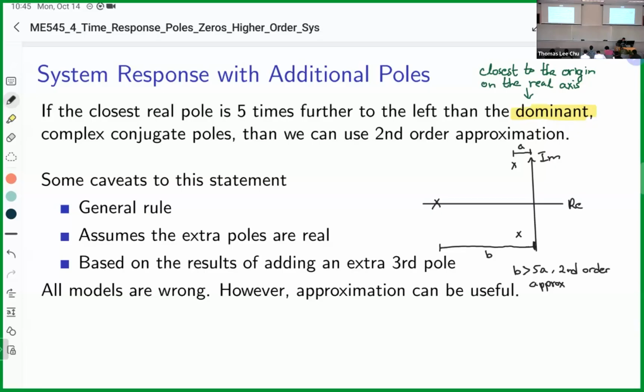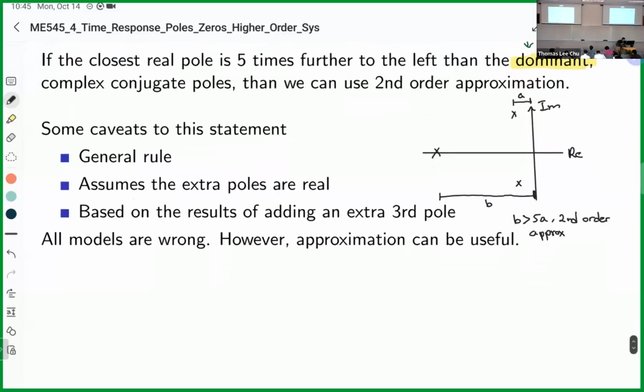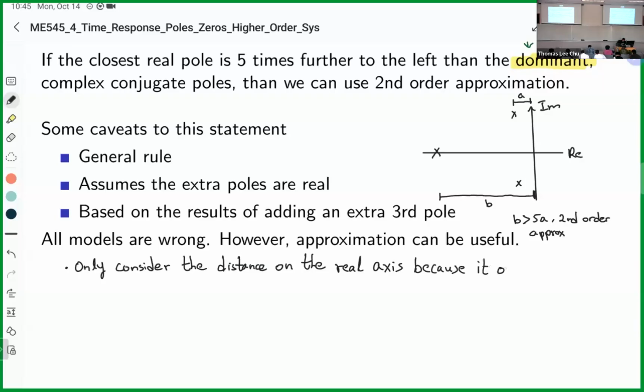So the reason it assumes the extra poles are real is because it does the approximation based off of the decay rate. So we only consider the distance on the real axis, because that's going to determine how long that response lingers there before it disappears, because it only affects the decay rate.